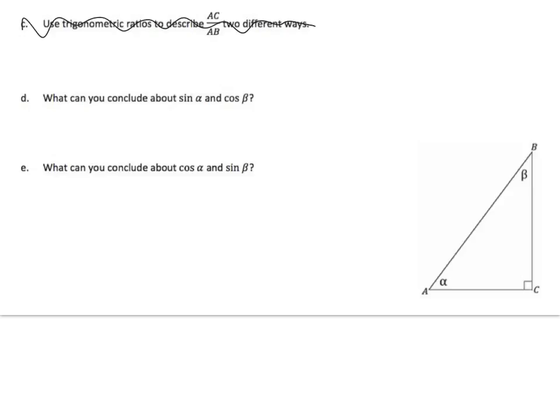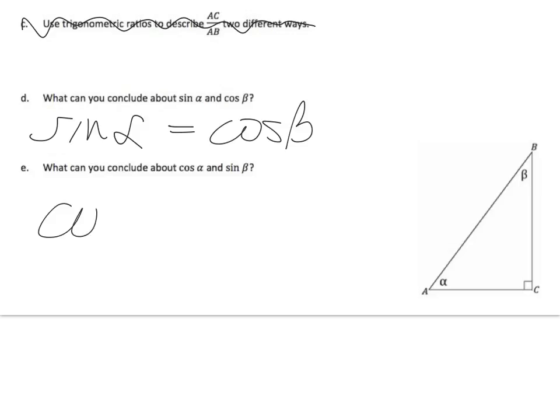Okay. What can you conclude about sine alpha and cosine beta? We can conclude that they are, in fact, equal. You can go back and they're both AC over AB. What can you conclude about cosine alpha and sine beta? Well, they are also equal. Okay, pretty cool.